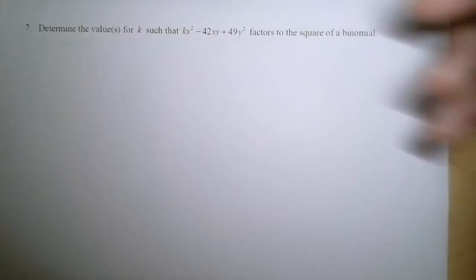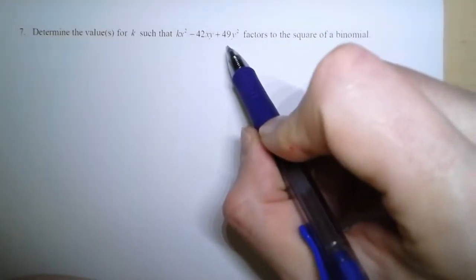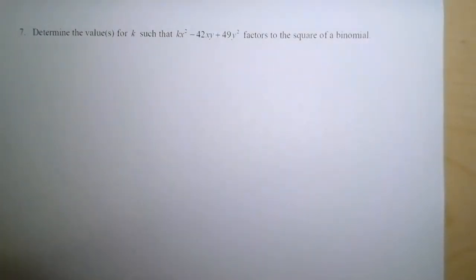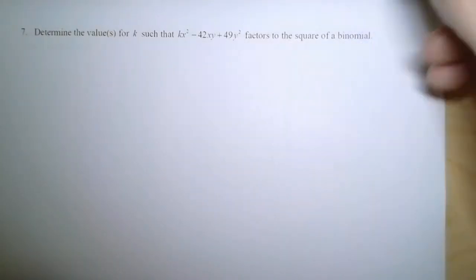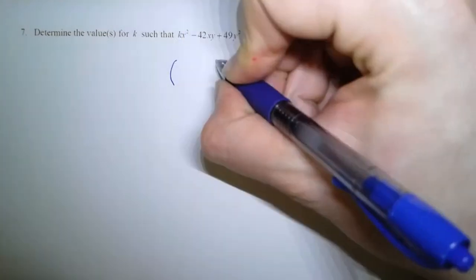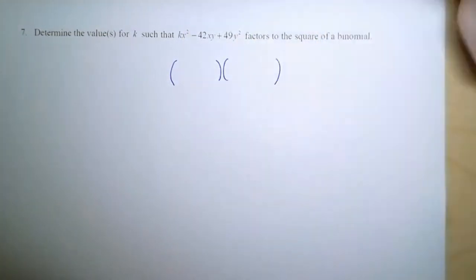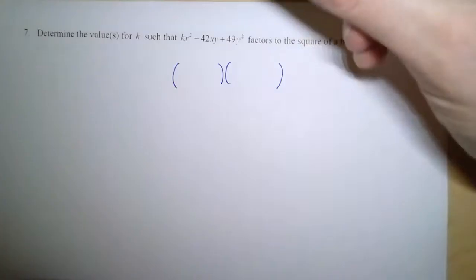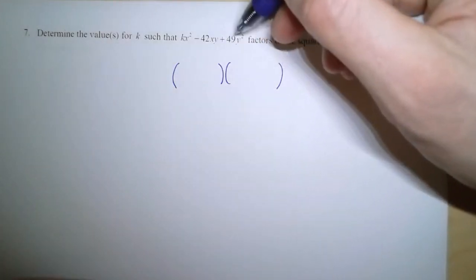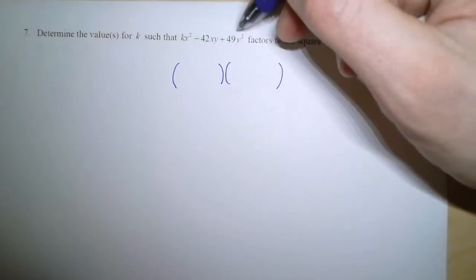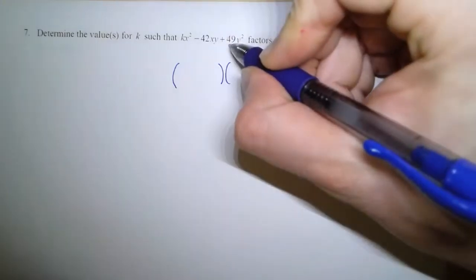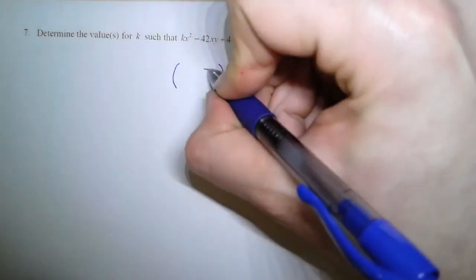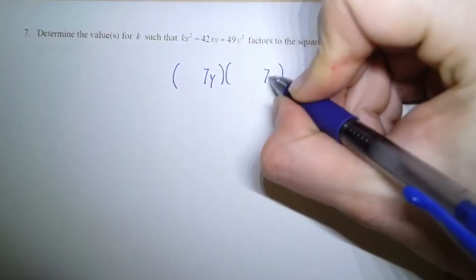All right, so this problem gives us this polynomial, and we want to figure out the value of k so that it factors to the square of a binomial. A little bit fancy words for saying, well, this needs to factor, and this needs to factor into two identical things. So, our first key is right here, and that is 49y squared. So this needs to break into two numbers that multiply to that, but they have to be the same. So that's going to be 7y.